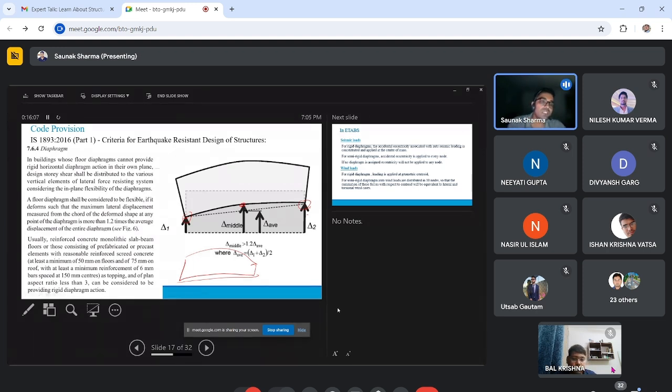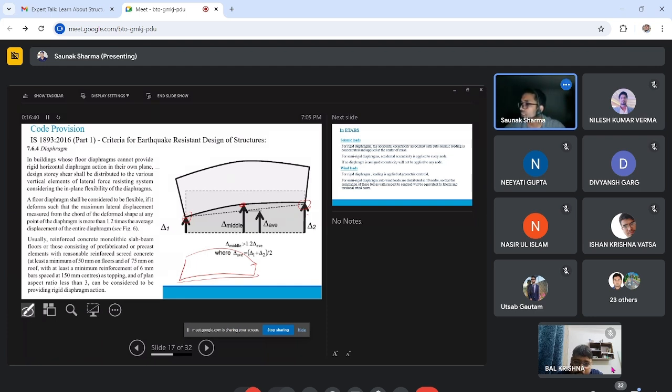Usually, in the code itself, it is written that a reinforced concrete monolithic slab beam floor, or one consisting of prefabricated or precast elements with reasonable reinforced concrete topping, at least a minimum of 50 mm on floor or 75 mm on roof, with at least a minimum of 6 mm bar reinforcement spaced at 150 mm center to center as topping, and plan aspect ratio less than 3, can be considered to be providing a rigid diaphragm.